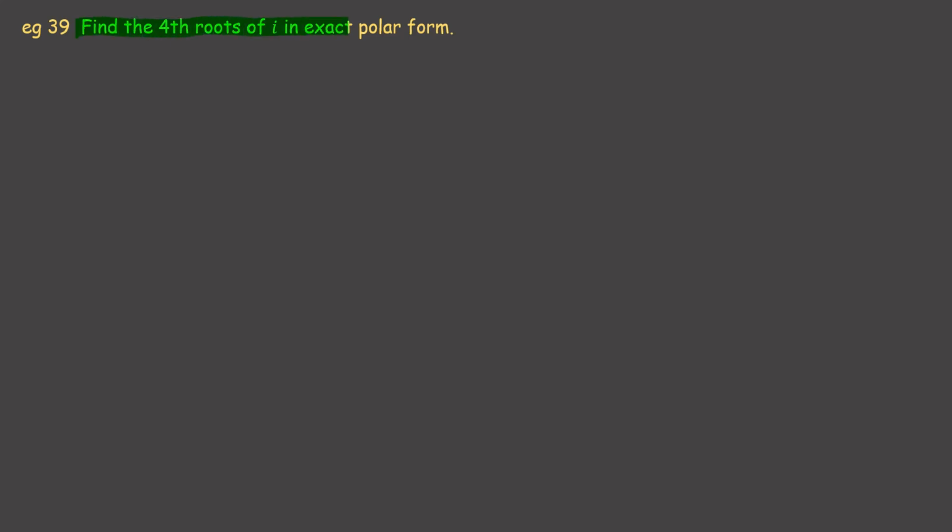Find the fourth roots of i in exact polar form. So now we're going to look at other complex numbers. Well, let's think about i. So i is here, and that angle is pi by 2.